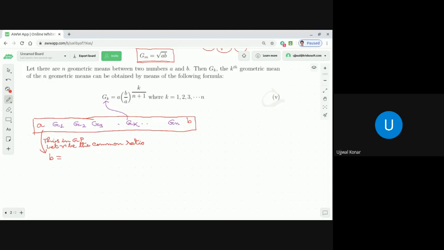How? You see, you have already inserted n geometric means, and before that, there is a term A. That means till Gn, you have n plus 1 terms. Then B should be the n plus 2th term. So it is the n plus 2th term.